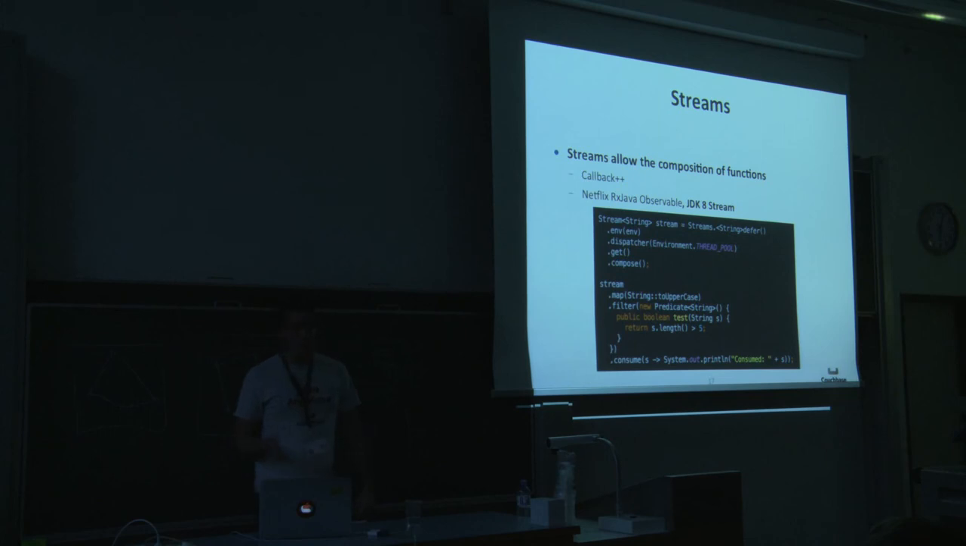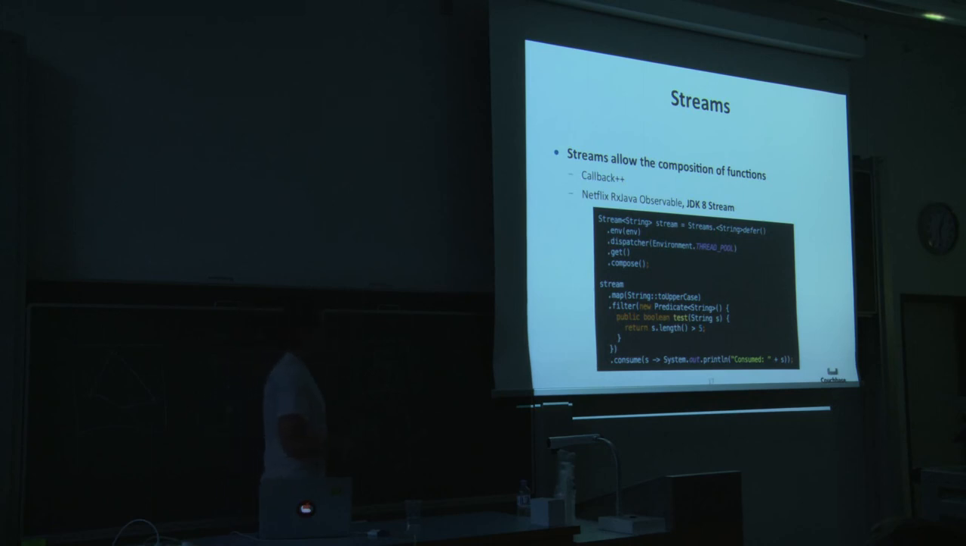The promise has one limitation, or by design, you can only fulfill it once. So if you put a value in the promise, be it either success or an error, it's done, right? You can't set the value more than once in the promise. That's the contract. But if you want to do that, you can use streams.